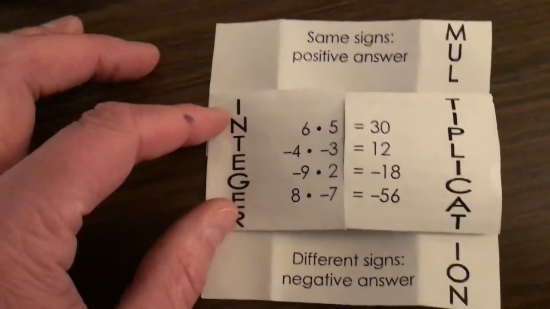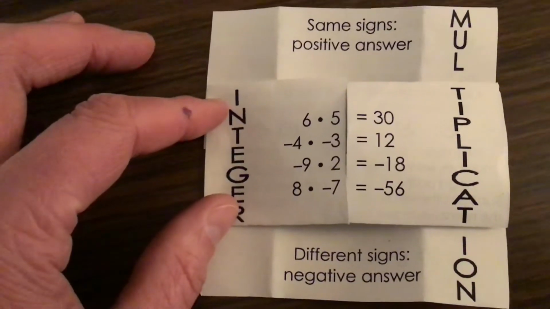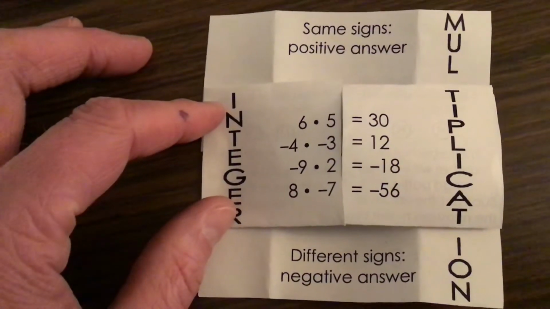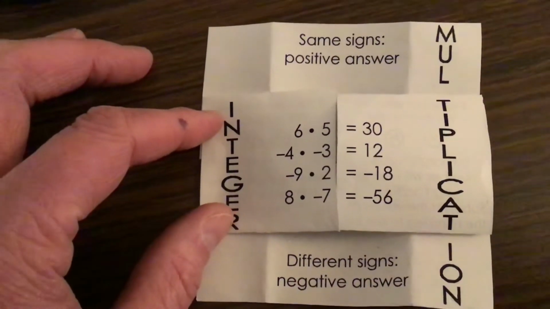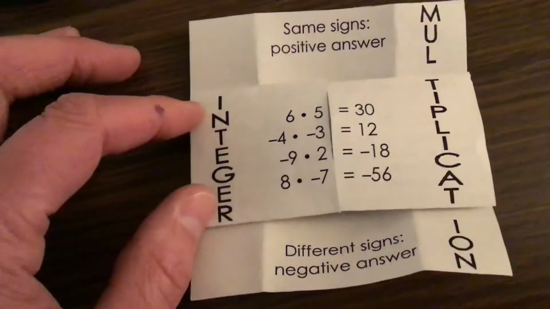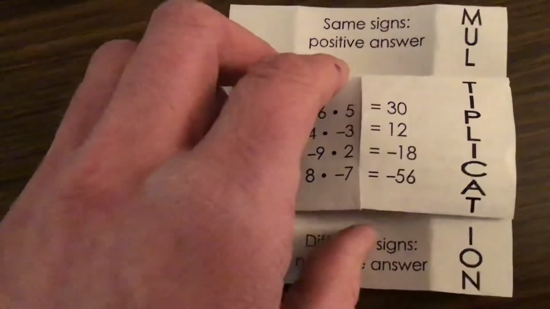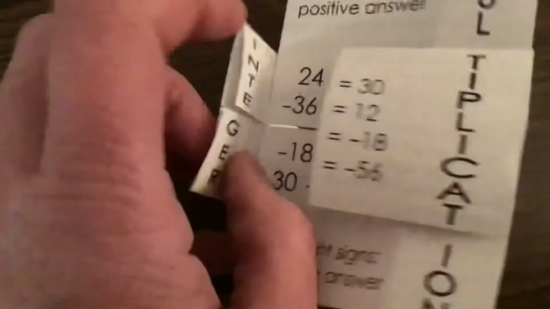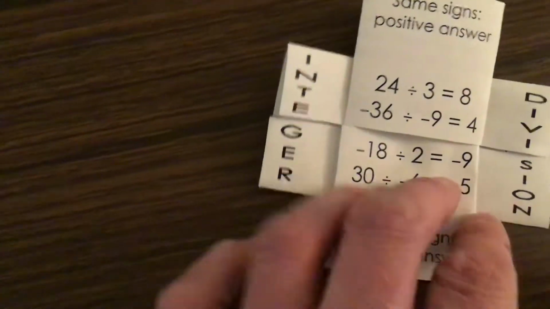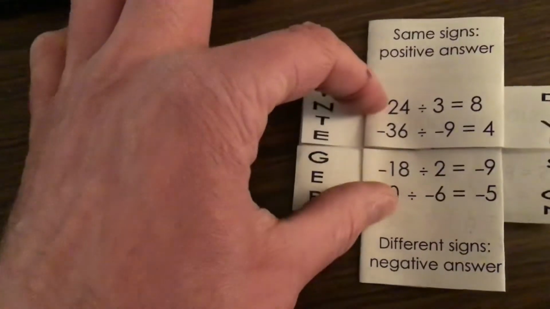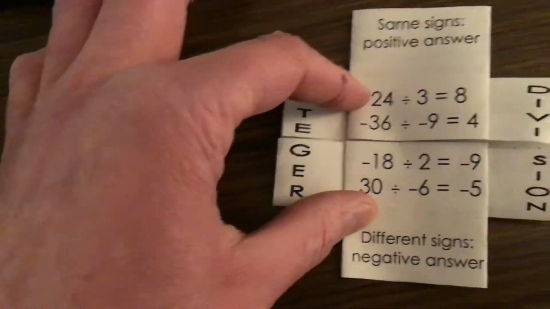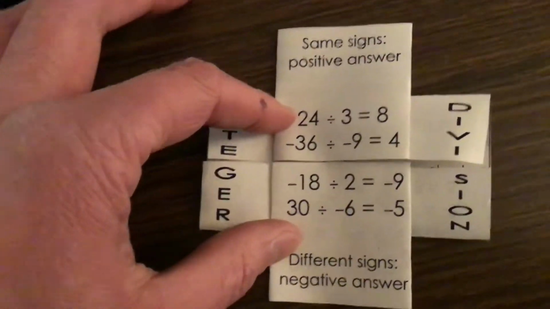And there's integer multiplication. Same signs positive, different signs negative, and there's some examples of integer multiplication there. And then, even though integer division is the same as multiplication, we still can transform to get the rules for integer division. Integer division, same signs, positive answer, different signs, negative answer.